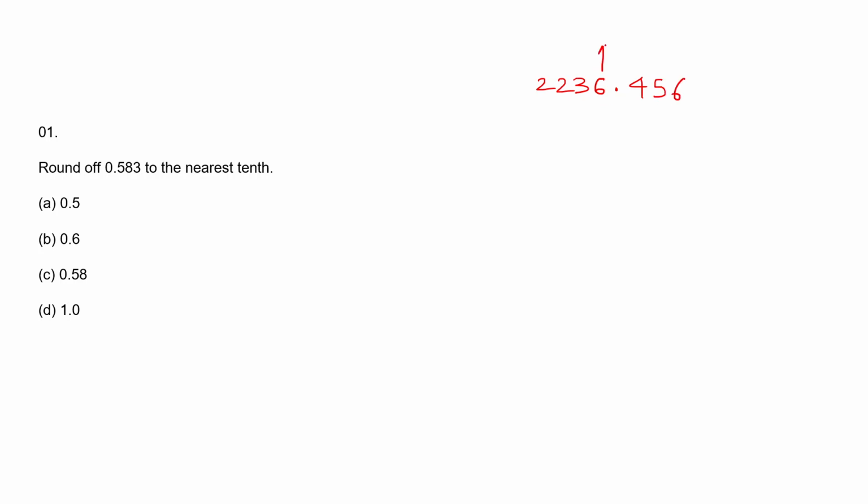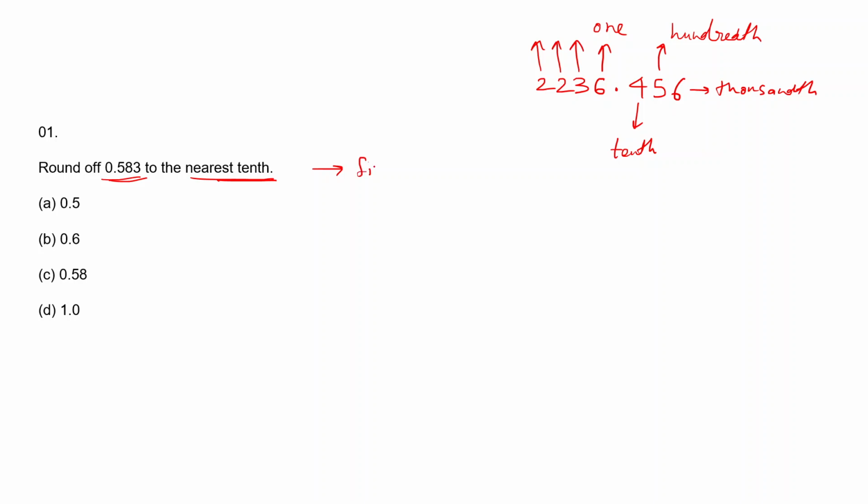then you know this is ones, tens, hundreds, thousands. But after the decimal point, this is tenth, this is hundredth, and this is thousandth, and so on. Here it's 1, 10, 100, 1000, but after the decimal it's tenth, hundredth, thousandth. So we have been asked to round off this number, which is up to 3 decimal digits, to the nearest tenth. Nearest tenth means up to the first decimal digit.